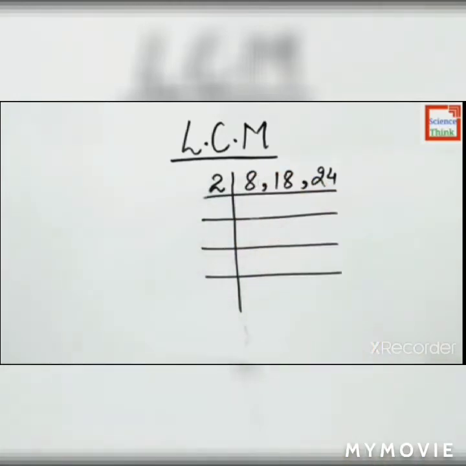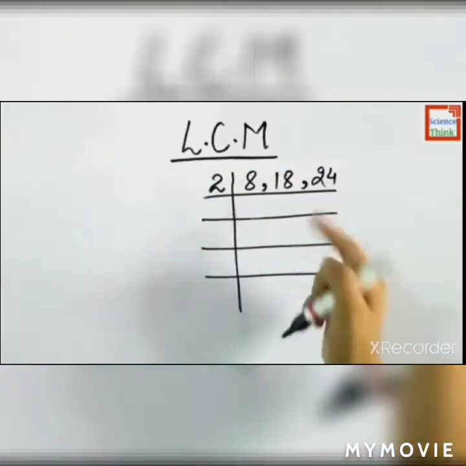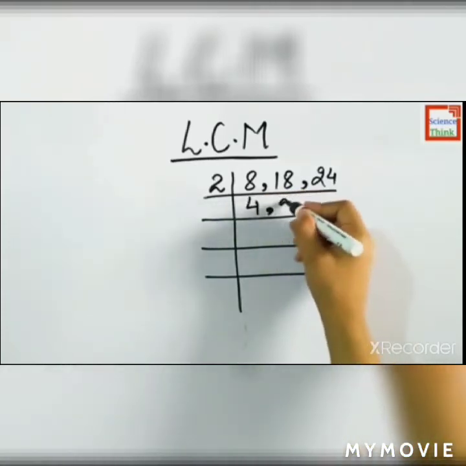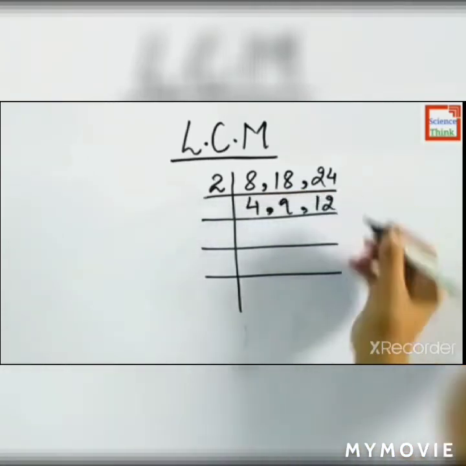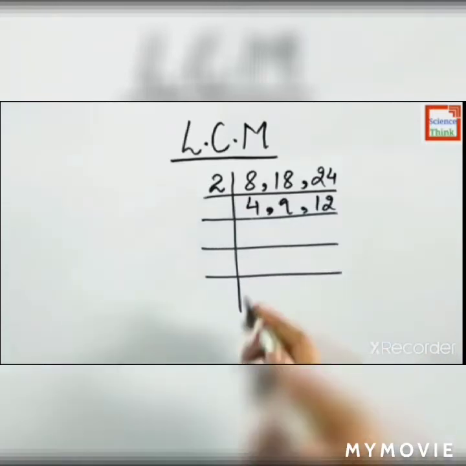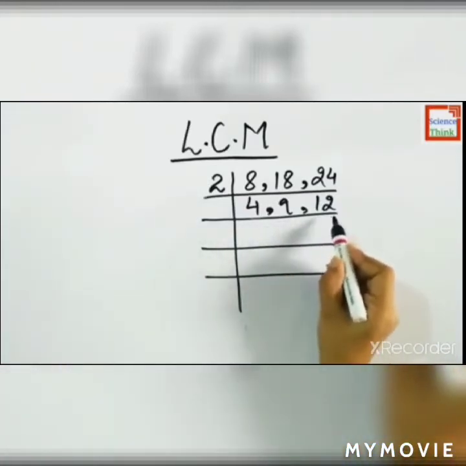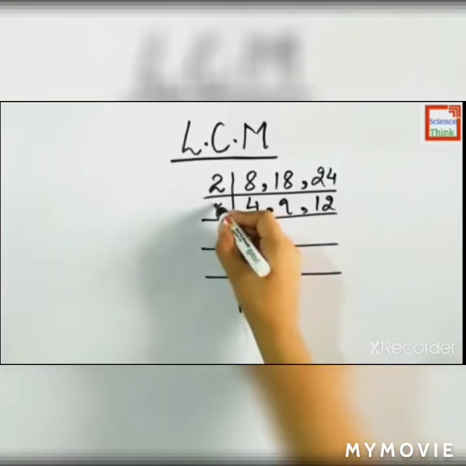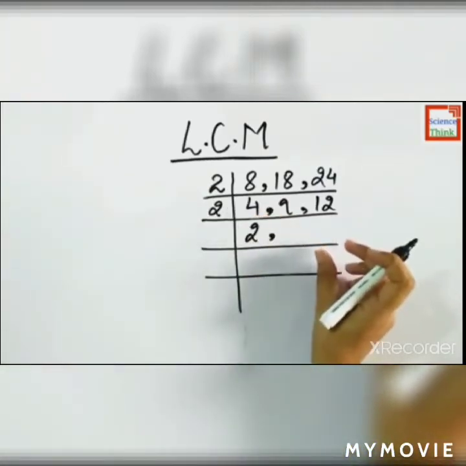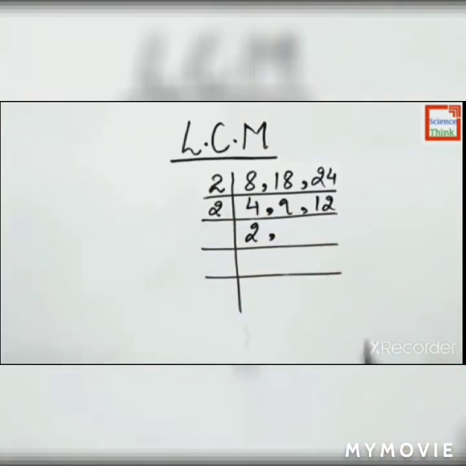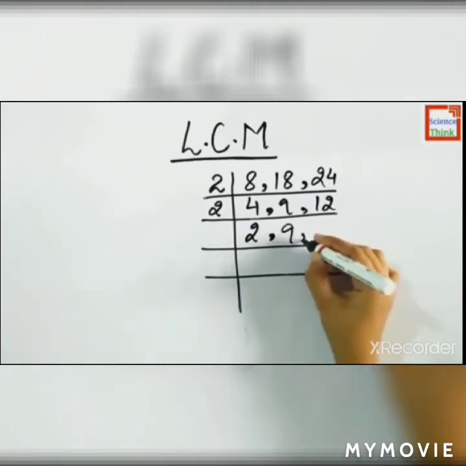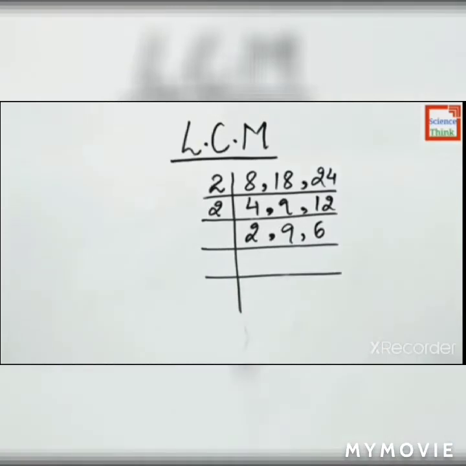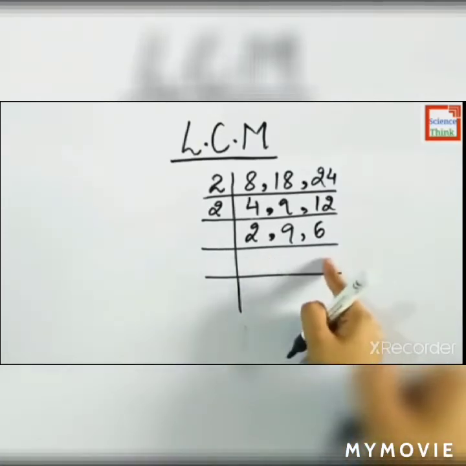So with 2, how many times do you get 8? 4 times, right? 4. 2 nines are 18, 9. 2 twelves are 24. Now again you have seen 4, 9 and 12. How many times does it go? Take another, that is 2 again. 8 and 9 as it is. Then 9, 2 sixes are 12. Now your numbers are 2, 9 and 6.